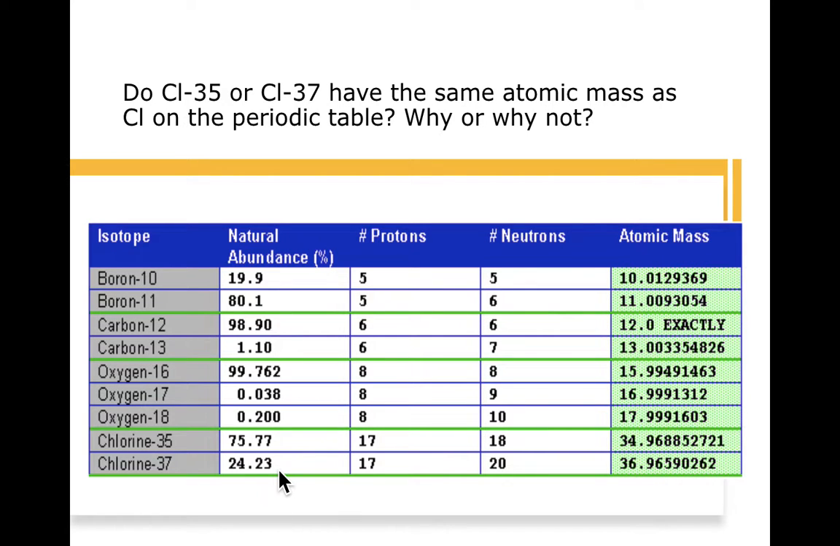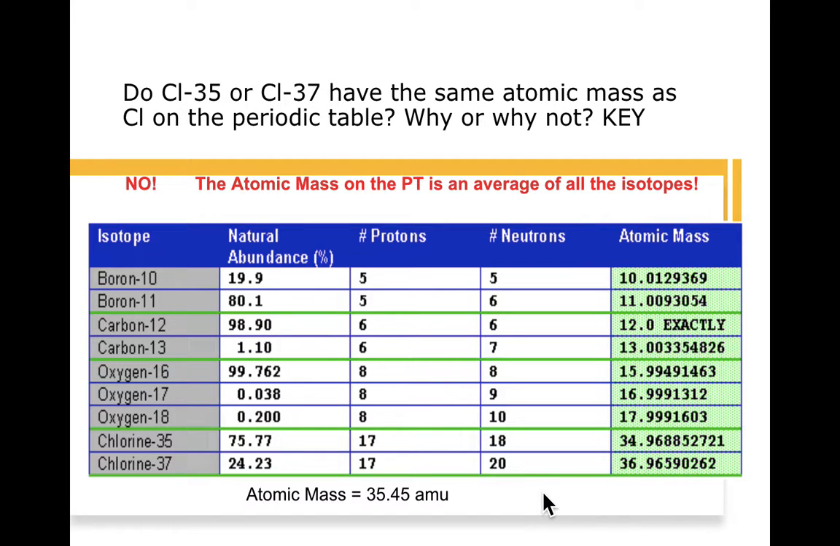So are you going to find the atomic mass to be either 34.96 or 36.96 on the periodic table? No, you're not. Why not? Because the atomic mass on the periodic table is an average of all the isotopes. On the periodic table, you'll find the atomic mass is 35.45 for chlorine. Now, that doesn't match either one of those, but it is closer to the atomic mass for chlorine-35, which makes sense because chlorine-35 is more abundant. And that is your lesson on atomic mass.